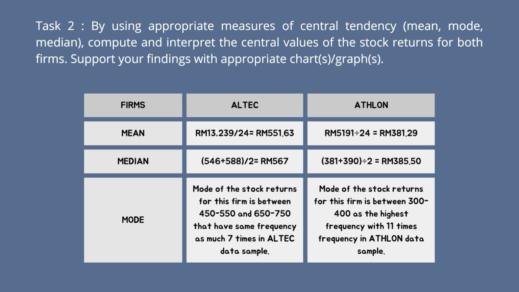Secondly, for the median, first of all, we need to make sure the data are arranged in ascending order. If the number of observations is odd, the median is the middle value. But if the number of observations is even, the median is the average of the two middle values. So for this one, the number of observations is even. So we need to take the average of the two middle values, which is 546 plus 588. We divide by 2, and we get 567 for the median.